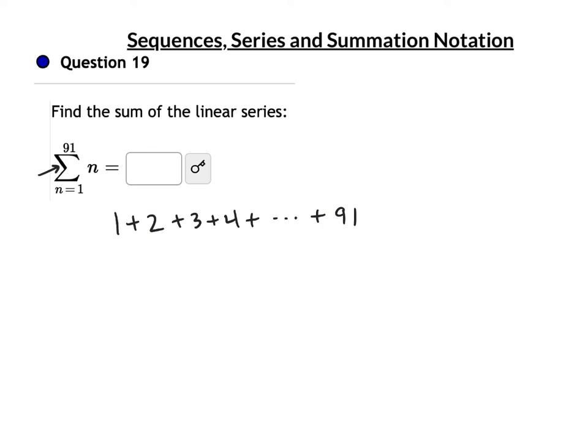We can find the answer to this by using the formula that Gauss developed when he was 10 years old, n times n plus 1 divided by 2. That's 91 times 91 plus 1, or 92, divided by 2. That results in 4,186.